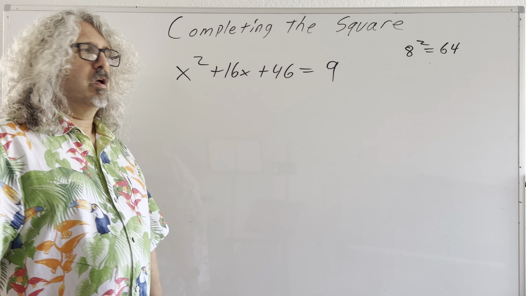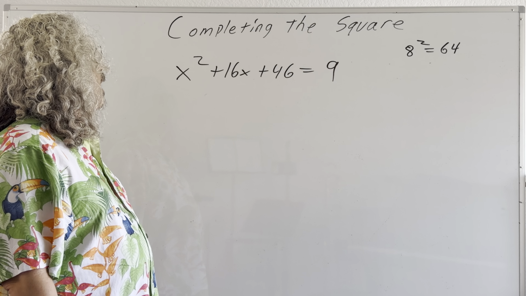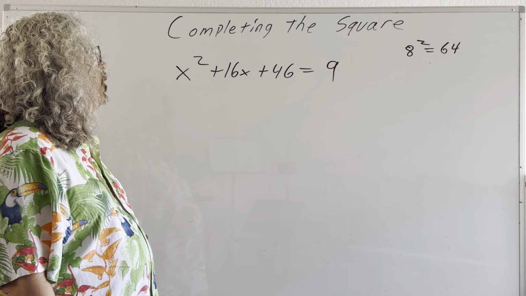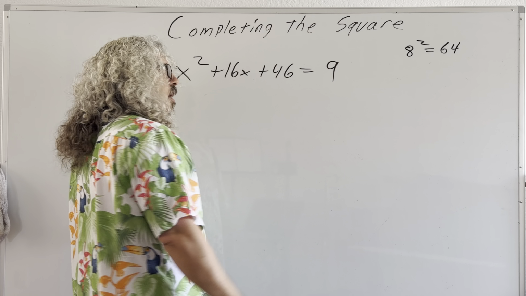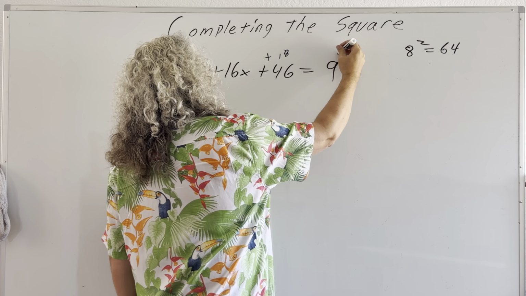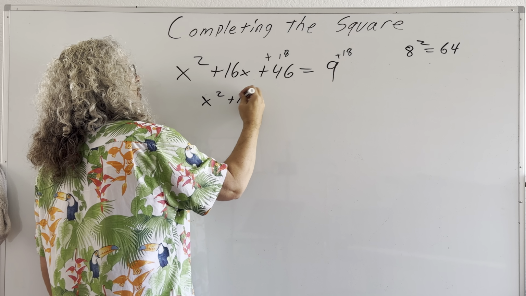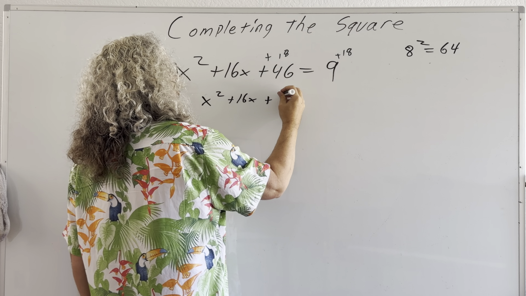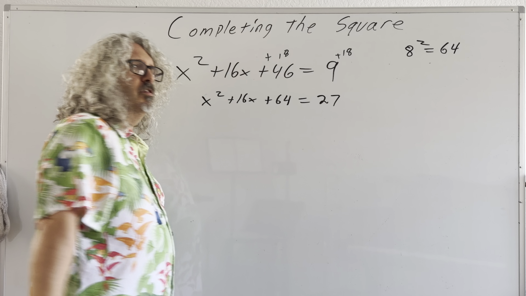64. Okay, so I want that to say 64. So on this one, what can I add to 46 to make it say 64? And you should be able to see that it's 18. I can add 18 to both sides. So let's just do it. Add 18, add 18. Now I'm going to get x squared plus 16x plus 64 equals 27.